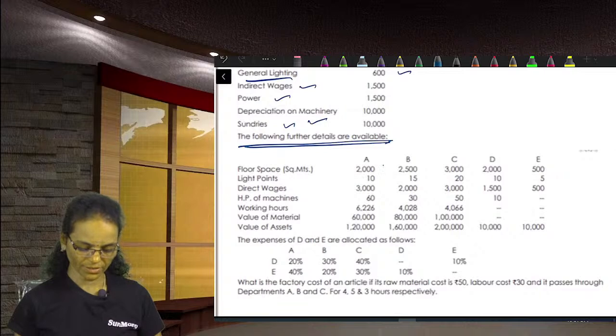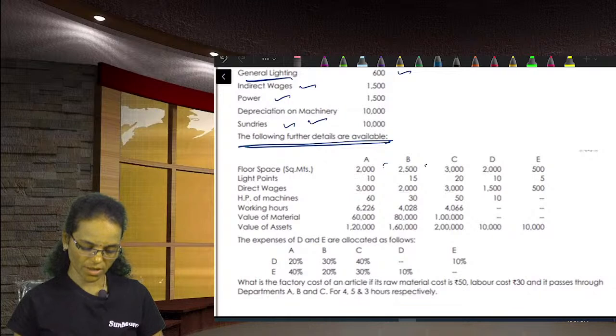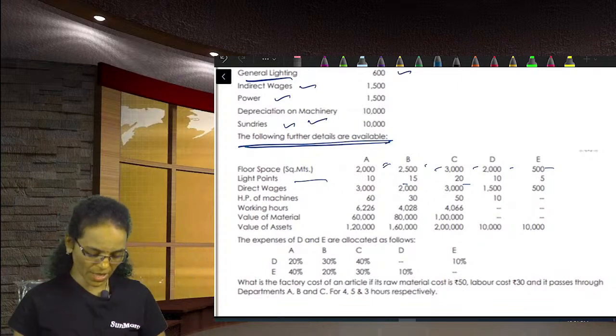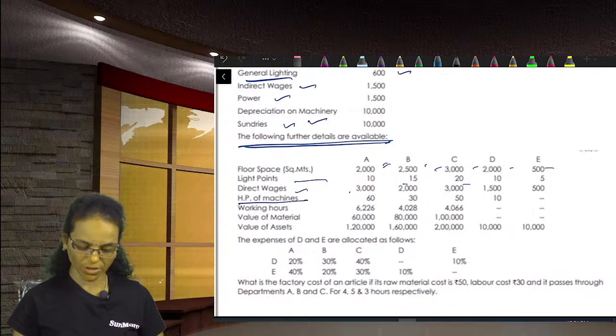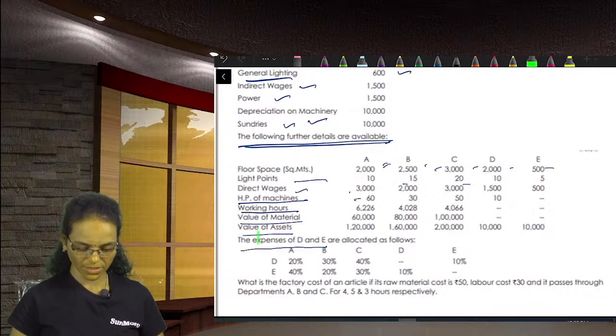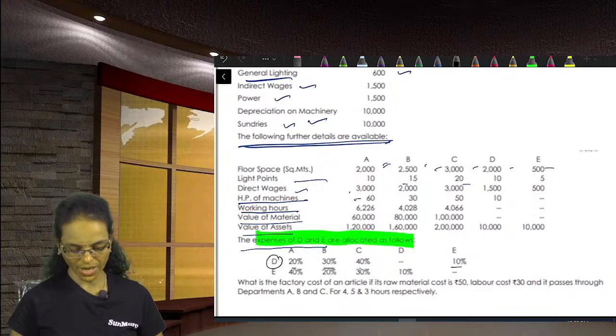Floor area is given, meaning which department is occupying how much space. Light points are also given, how many light points are there in each department. Direct wages, horsepower of machinery, working hours, value of material and value of assets are given. The expenses of D and E, these 2 service departments, are allocated as follows.